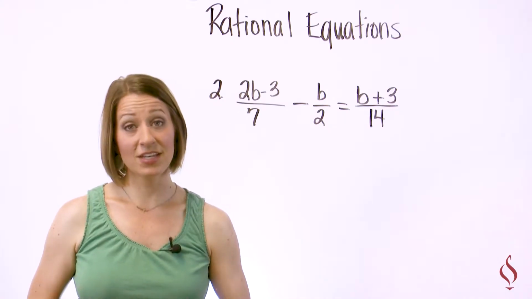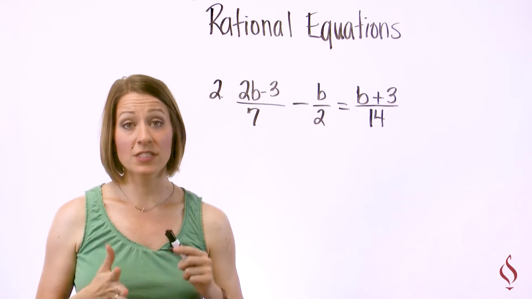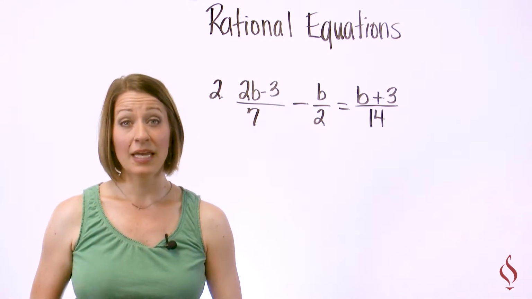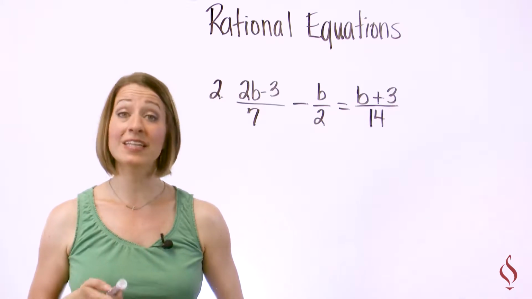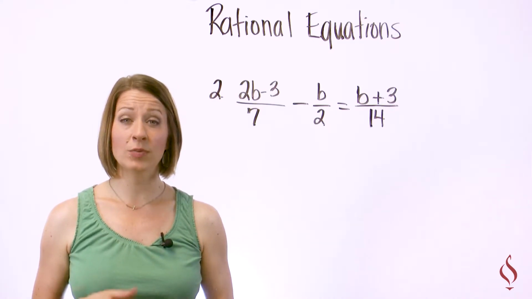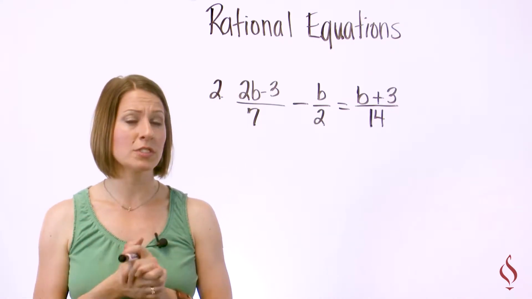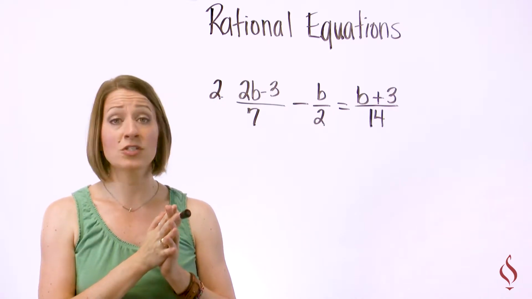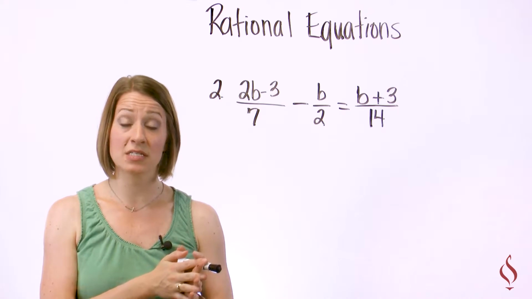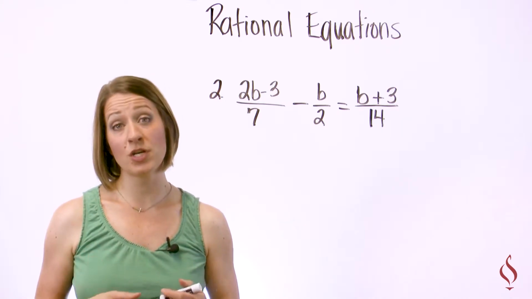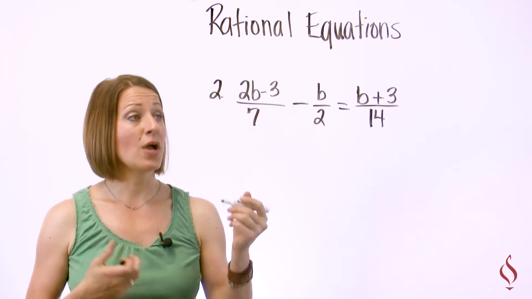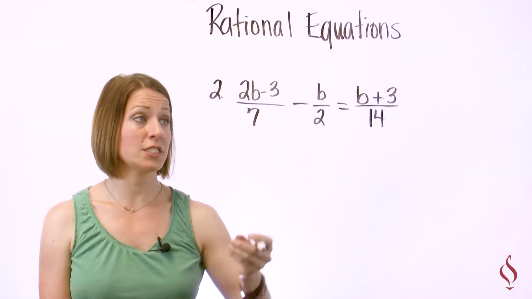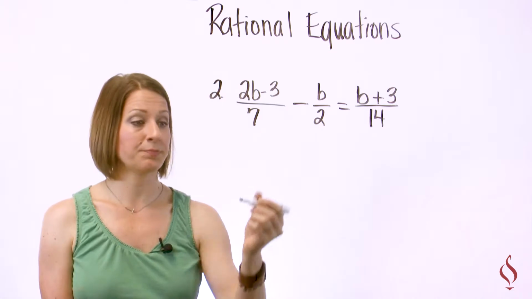Okay, let's take a look at the second example. First thing I want you to find out is what is the common denominator. And it really helps if you can find the least common denominator, because then you're working with smaller numbers. So if you look at this example, the denominators are 7, 2, and 14. So the least common denominator would be 14. So I want you to multiply each numerator, each of the parts, by 14.